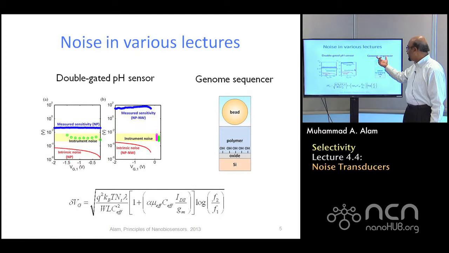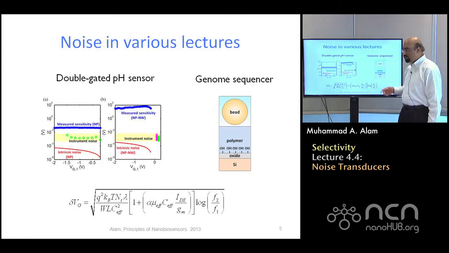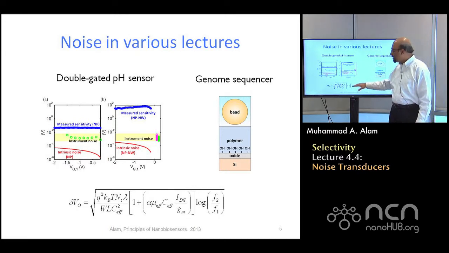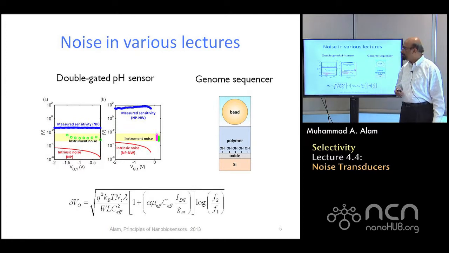And similarly, if you look back in the subsequent lectures, we'll see that the genome sequencers will also have a certain amount of noise associated with them. And we wrote a formula like this. So today, what I'd like to do is to explain where this comes from. And in that process, you'll be able to understand these things which were probably not very clear in the previous lecture.